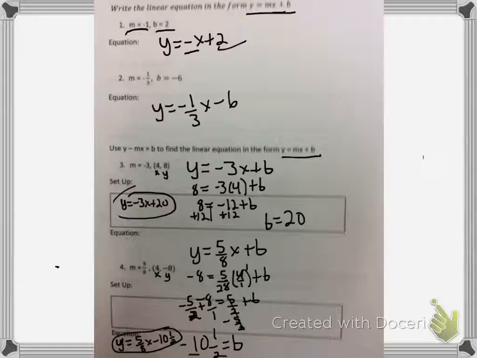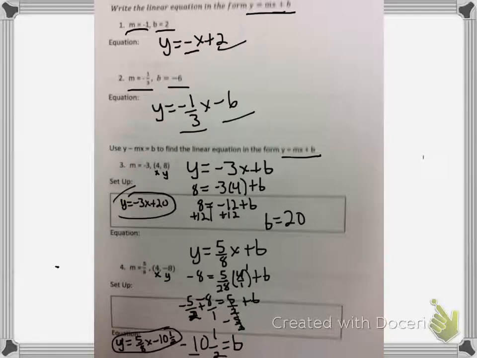So that one's the same way. You're given your m, which is negative 1/3. You're given your b, which is negative 6. Plug in negative 1/3 for m and negative 6 for b. If you look at the top here, you can see that's your original formula.